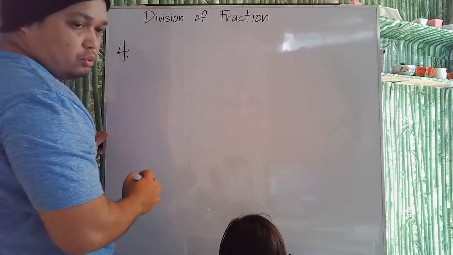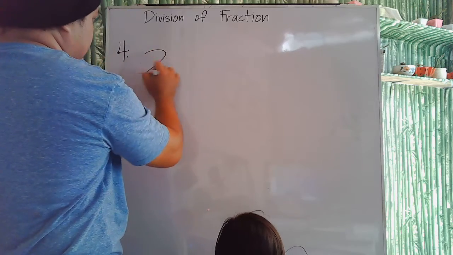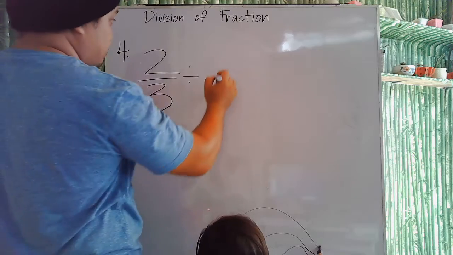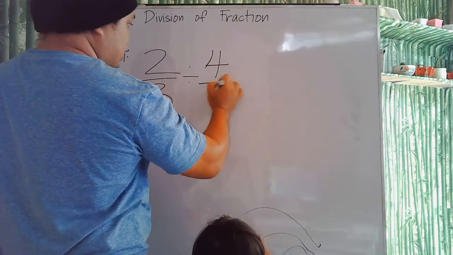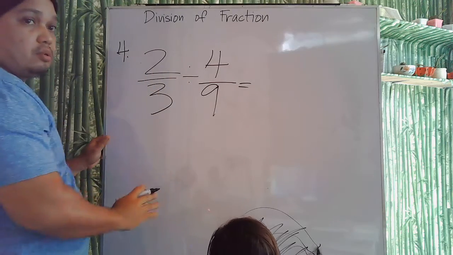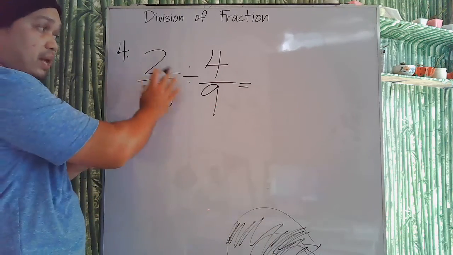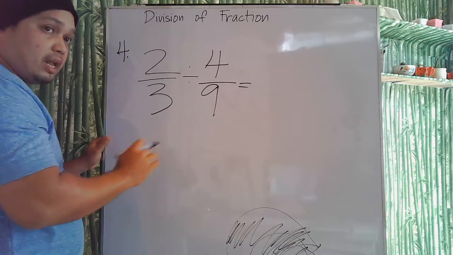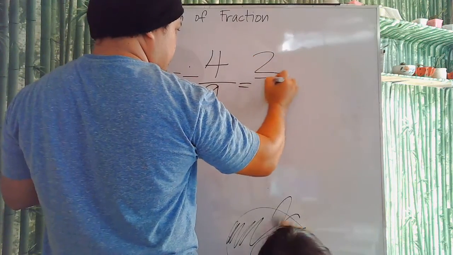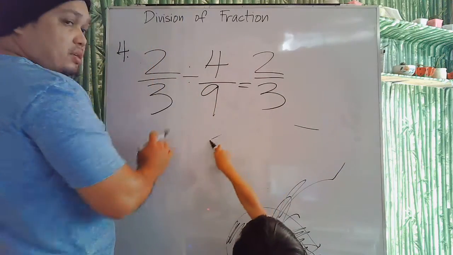Okay, let's have example number 4 then. We have here 2/3 divided by 4/9. Now the same process to divide fractions, you just simply multiply the fraction by its reciprocal. So copy this, 2/3. Now division here will become multiply.